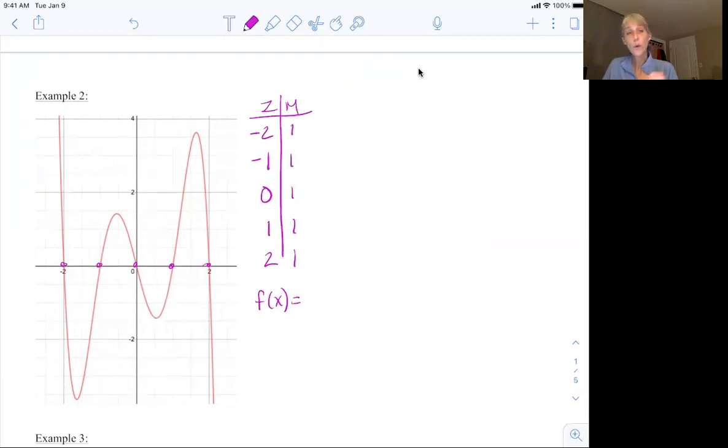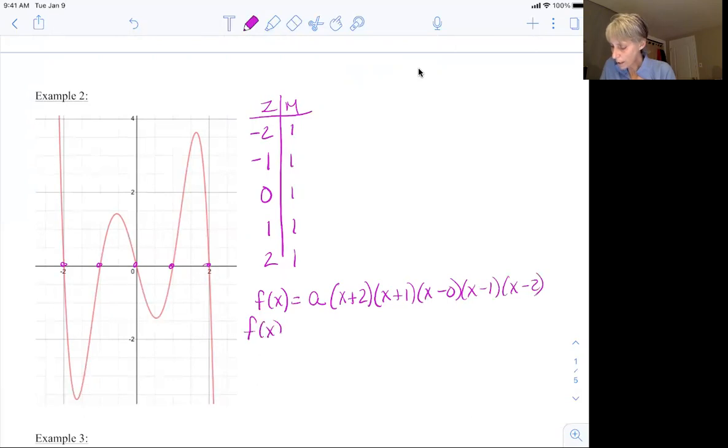If I write each one of these as a factor, remember we have to include that a out front, that lead coefficient. We're not sure what it is yet. x plus 2, x plus 1, x minus 0, x minus 1, x minus 2. Now, some of you may have already jumped and said, oh, isn't x minus 0 just x anyway? That's okay. Go ahead and do that if you want.